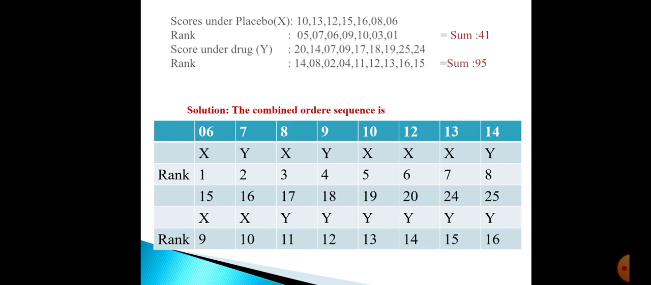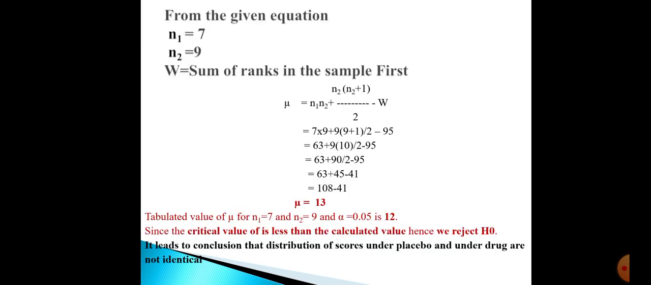This table gives you, for example, the digit 6 comes from the X population and it is ranked 1. Like that, up to 16 we have given their ranking. Then we put the values directly in the formula. We know that N1 is 7, N2 is 9, and W is the sum of ranks in the first sample. But in this example, the sum of ranks is higher in the second sample. That's why we are using W as 95. By putting in the values, we get U equal to 13.